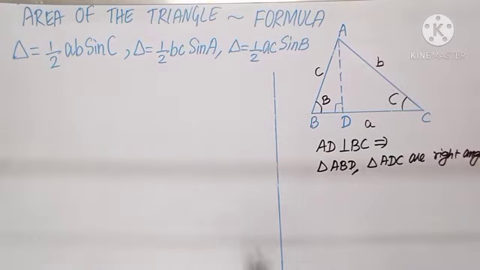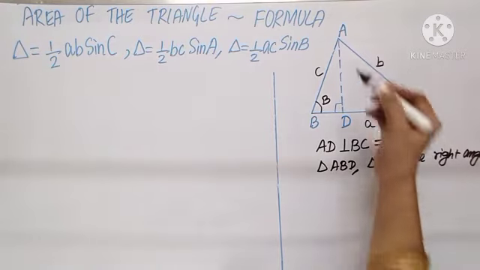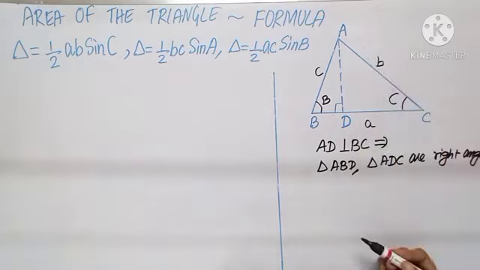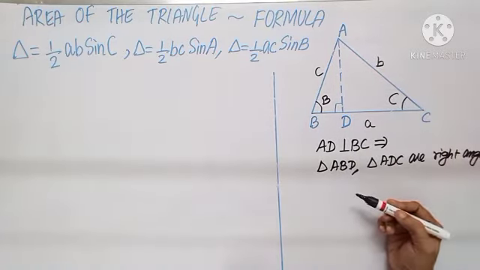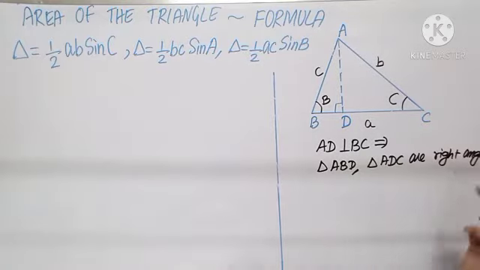The working is very simple. Let us consider the triangle ABC. Drop a perpendicular AD so that ABD is a right angle triangle.